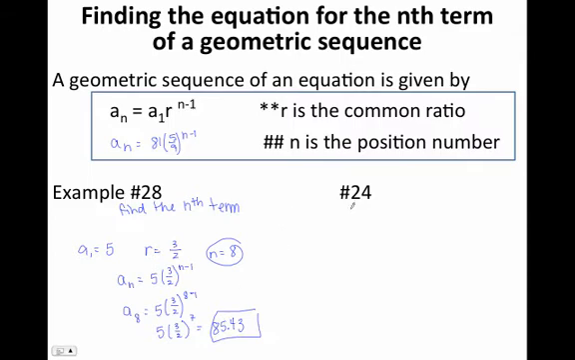24, they give us a recursive equation. So the recursive equation is a sub 1 is equal to 5. And then remember this, we have a sub k plus 1 equals negative 2 a sub k. So for this one, they want us to determine the common ratio, write the first 5 terms, and then write the sequence as a function of n.